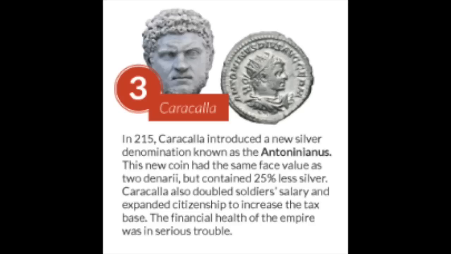Caracalla, in 215, introduced a new silver denomination known as the Antoninianus. This new coin had the same face value as 2 denarii, but contained 25% less silver. Caracalla also doubled soldiers' salary and expanded citizenship to increase the tax base. The financial health of the empire was in serious trouble. Now, what does that sound like?